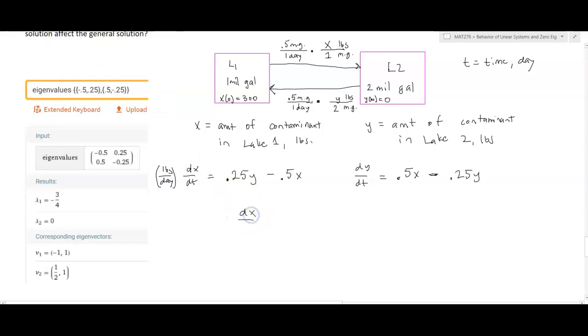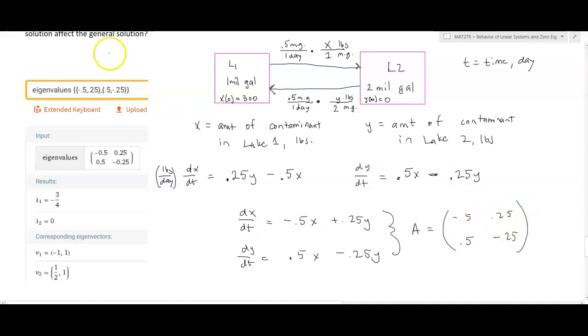I'm just going to organize it a little better so that we have dx/dt equals the x term first, plus 0.25y, and dy/dt is positive 0.5x minus 0.25y, giving us a coefficient matrix of A equals negative 0.5, 0.25, 0.5, and negative 0.25. So we compute the eigenvalues of that. Here we have it. We get lambda 1 equals negative 3/4, lambda 2 equals 0, and v1 equals negative 1, 1, v2 equals 1/2, 1.